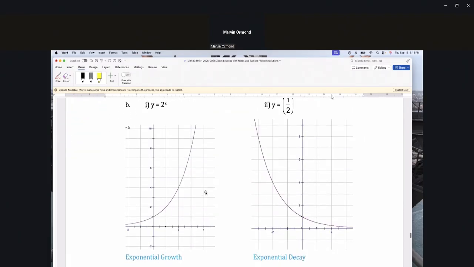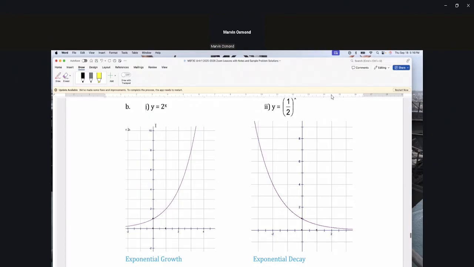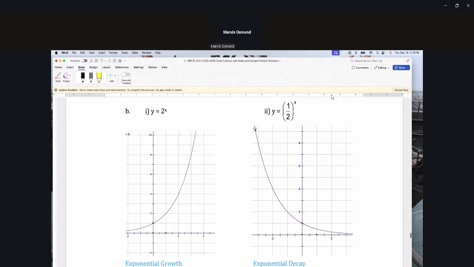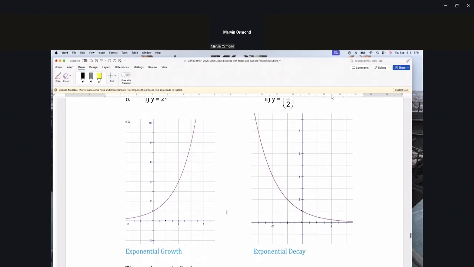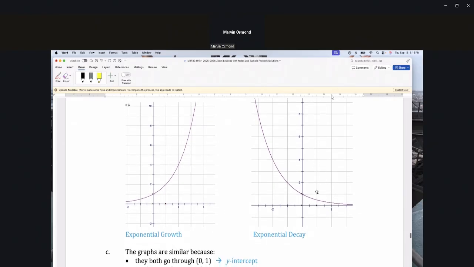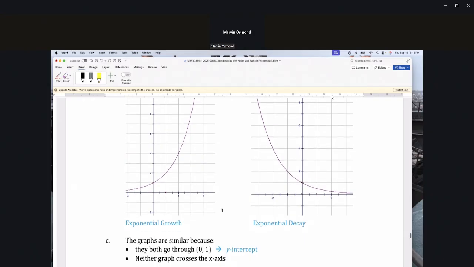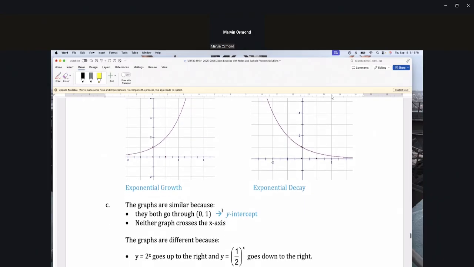But if we come down here, you can see that if you graph y equals 2 to the power x, you get this equation right here. And the curve goes up to the right. It's called exponential growth. And if you graph y equals 1/2 to the power x, you get an exponential decay. So the graph falls to the right as opposed to going up to the right. Both of these graphs will go through the point (0, 1), so the y-intercept will be 1 in both of these cases. And neither graph crosses the x-axis, so they will never, ever touch the x-axis.